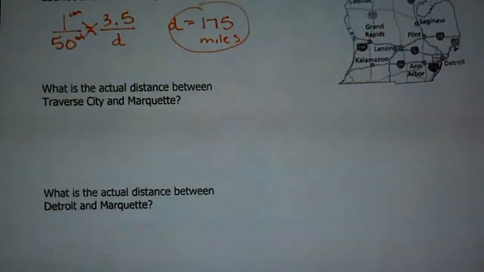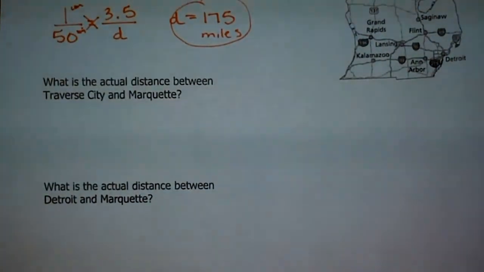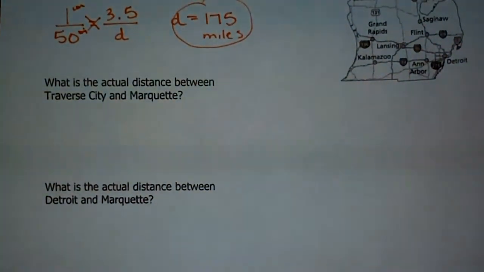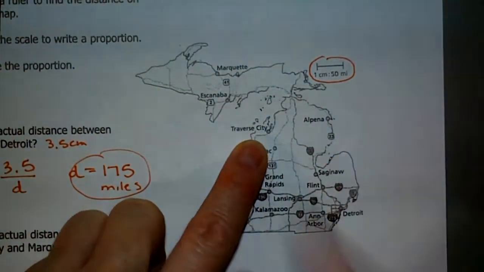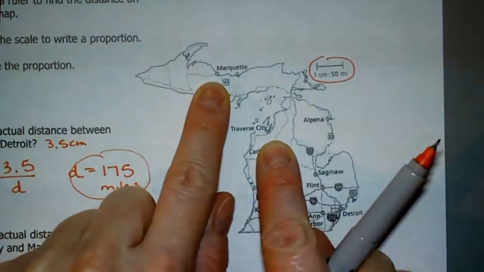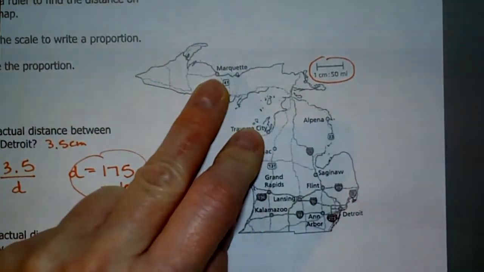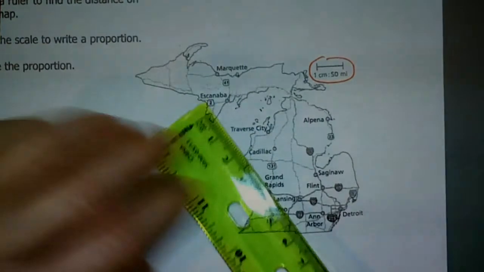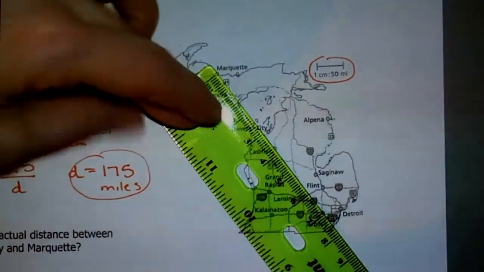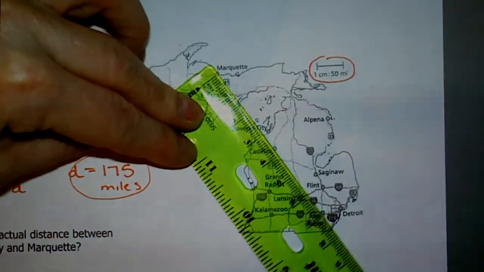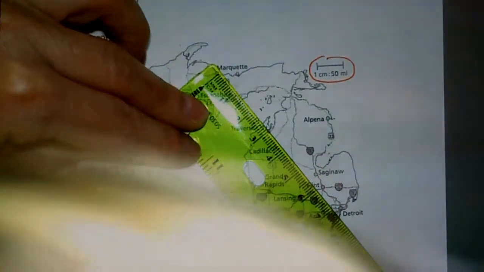It says, what is the actual distance between Traverse City and Marquette? So on the map, find Traverse City, find Marquette. There they are. So I need to know how many centimeters it is to get from one to the other. So I'm going to put my ruler on Marquette, and I'm going to put my ruler on Traverse City. Where'd it go? There it is.